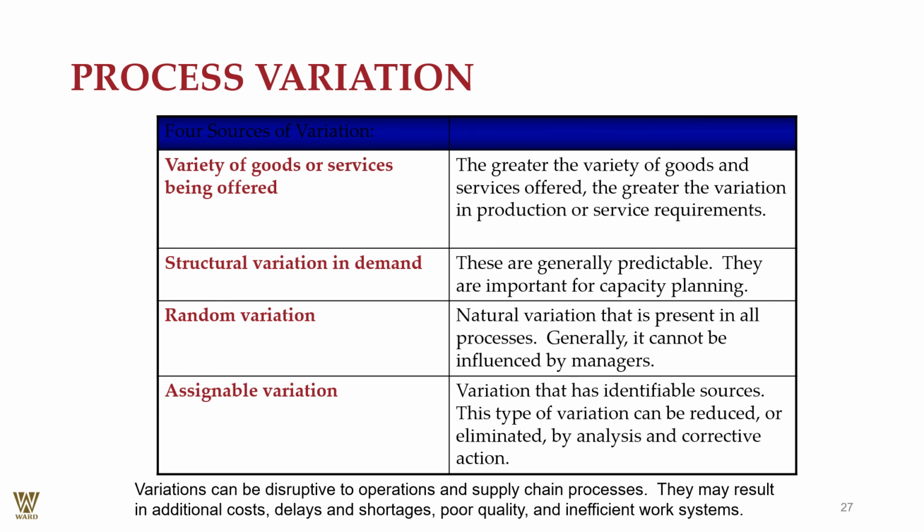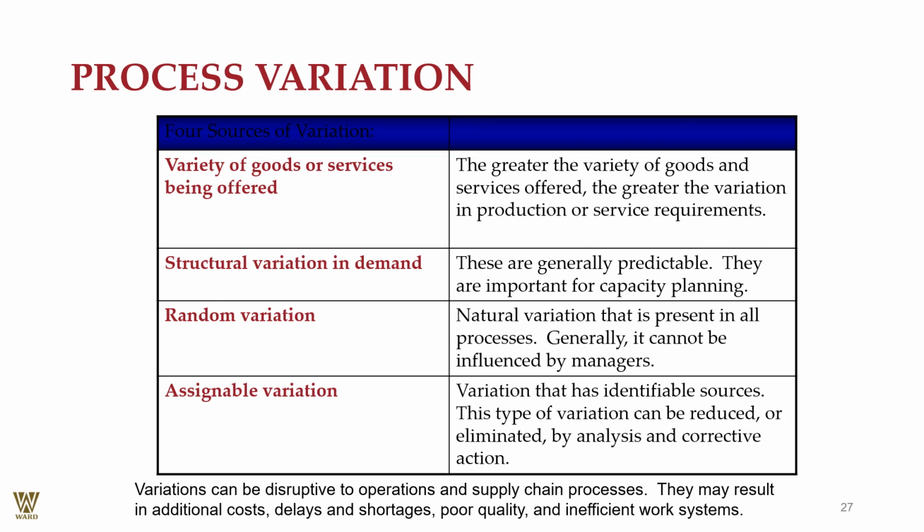We come to the very last fragment. Look at your screen. You will see there are four sources of variation. Variety of goods and services being offered. The greater the variety of the goods and services offered, the greater the variation in production and the service requirement would be. Whereas if it's a structured variation in demand, generally they are predictable. They are more important for capacity building per se.